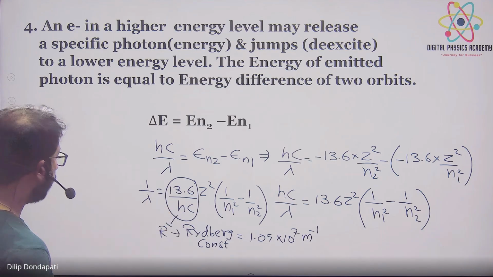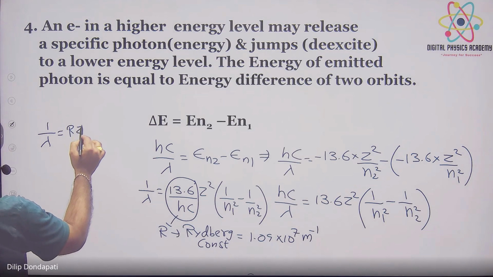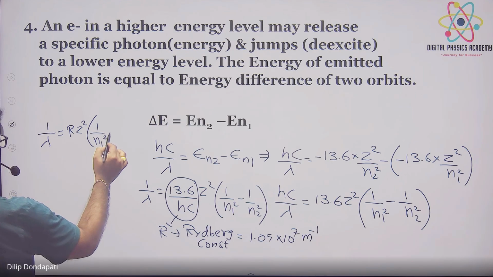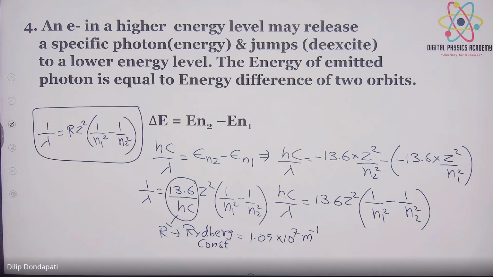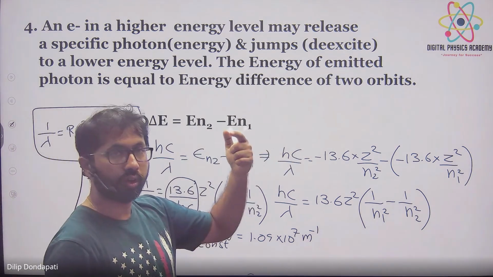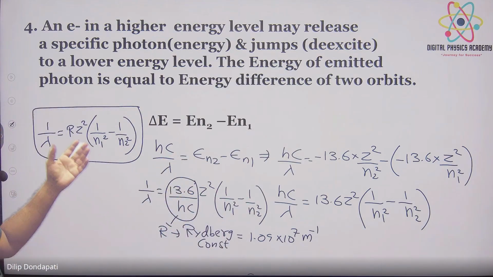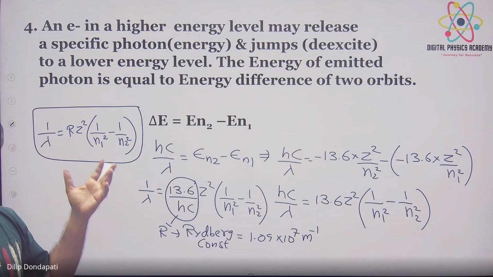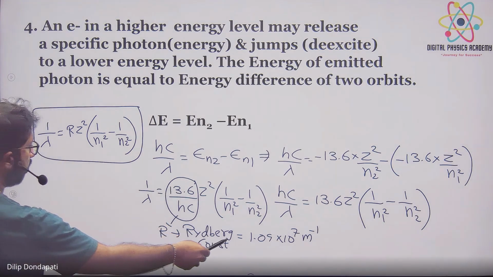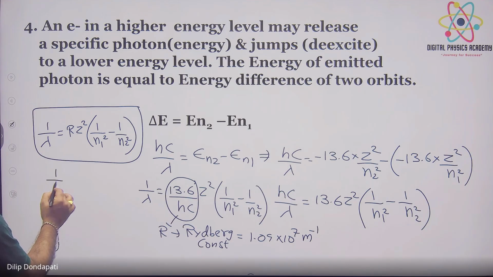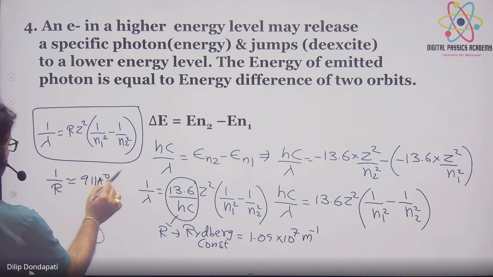Therefore, what is the formula we learned? 1 by lambda is equal to r into z square into 1 by n1 square minus 1 by n2 square. Very important formula. When will it release lambda? When the electron jumps from a higher energy level to a lower energy level, it will emit radiations, and in that you will get UV rays, X rays, gamma rays, infrared, Lyman, Balmer and so on. You don't need to memorize the R value, but learn 1 by R value is approximately 911 angstroms.